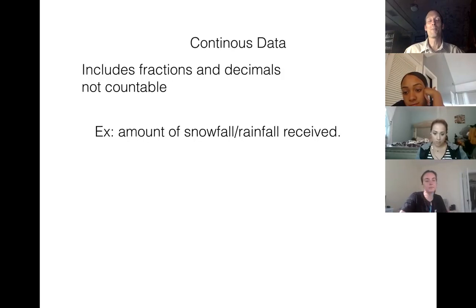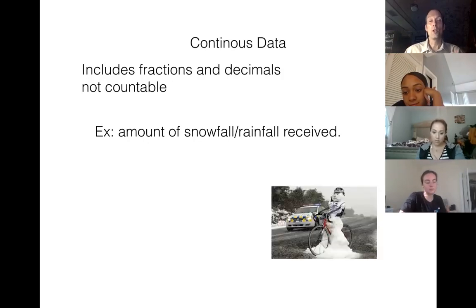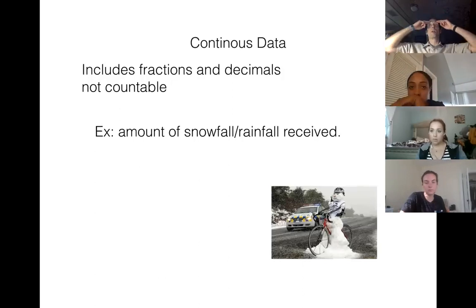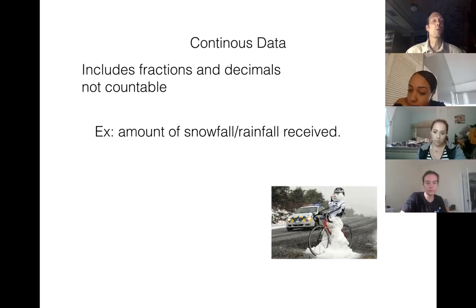If we have the snowfall coming down, can we look out the window with our eyes and count the snowfall? No, of course not. We can't count the snowflakes, but can you get a fraction of snow? Can you get 3.5 feet of snow or 3.5 inches of snow? Yes, sure.